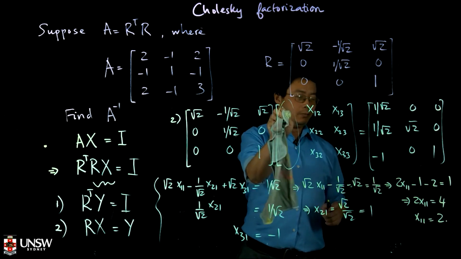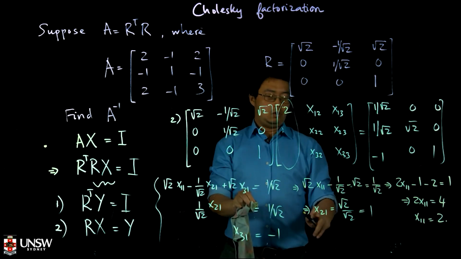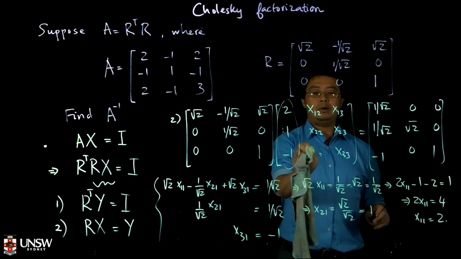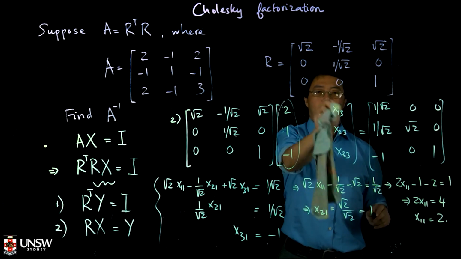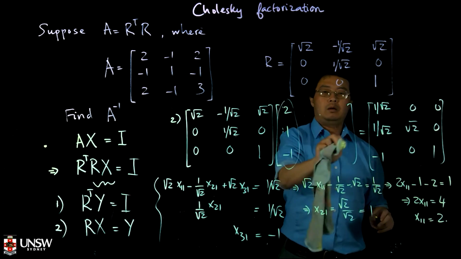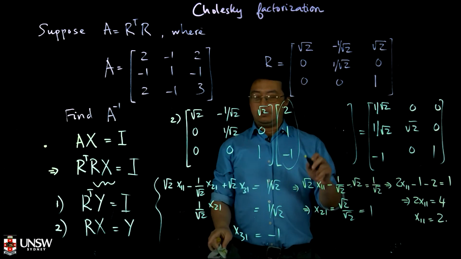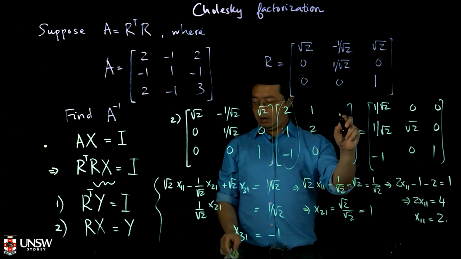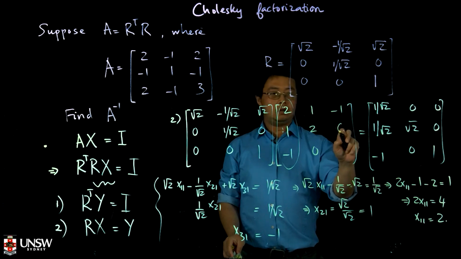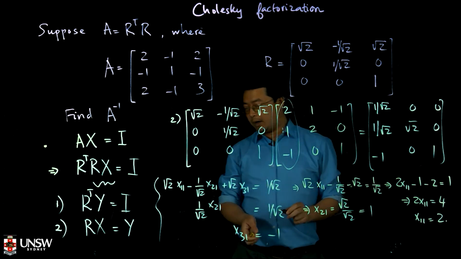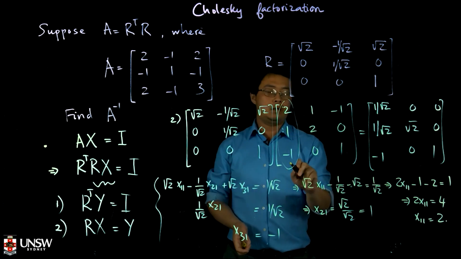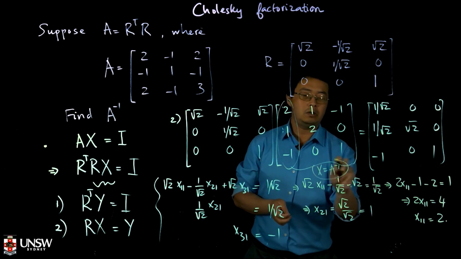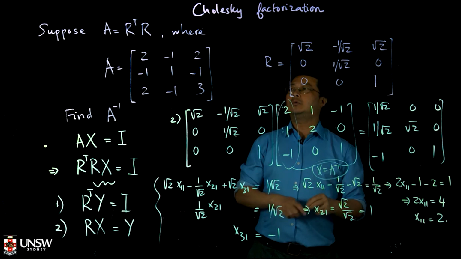So you see, now I have filled up the first column of the matrix X: X11 is 2, X21 is 1, X31 is minus 1. Using a similar method, you can fill in all the entries of the matrix X. The other entries are 1, 2, 0, and minus 1, 0, 1. So you can verify that this matrix is A inverse. And this is how you use the Cholesky factorization to find A inverse.